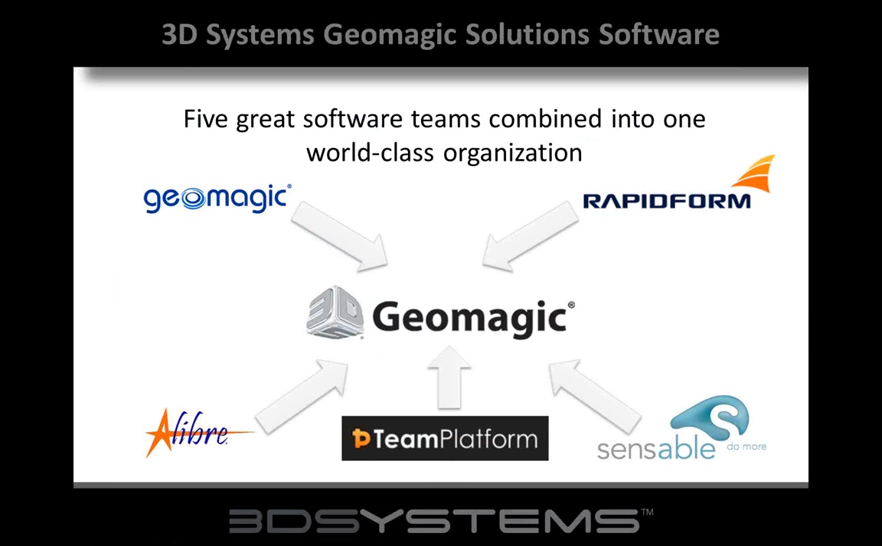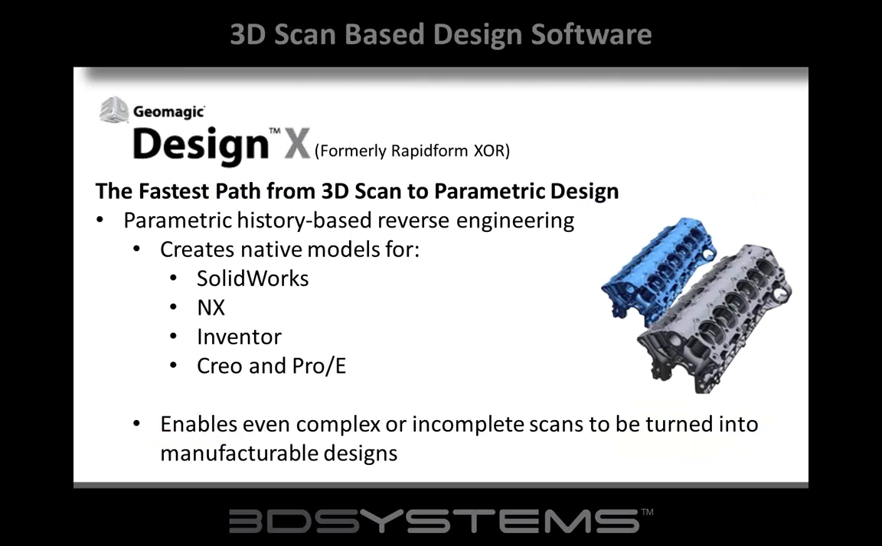So when I'm talking about Geomagic, what is Geomagic Solutions software? Formerly there was a software Geomagic and Rapidform, Alibre and Sensable, and additionally we have a cooperation platform which is called T Platform, and all those software teams united under the brand Geomagic Solutions. So Geomagic Solutions is a combination from all these softwares, and depending on the application we provide the correct package.